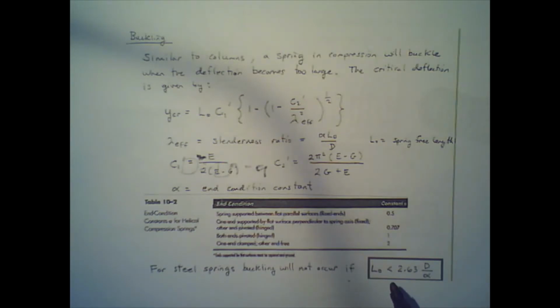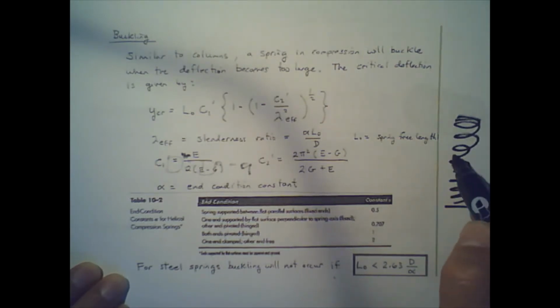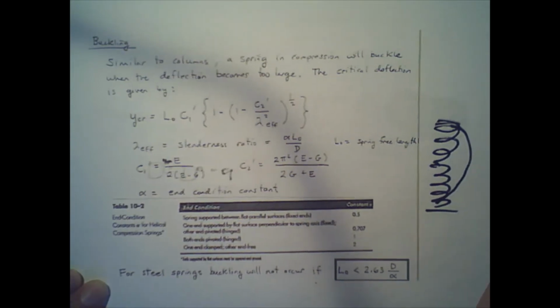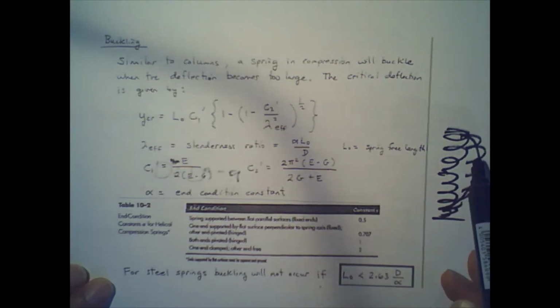Spring buckling will occur if the spring length is greater than its critical value, which is 2.63 times D over alpha. If the free length of the spring is lower than that, then the spring will not buckle, which sort of makes sense. The longer the spring, the more chance that it will buckle, and you don't want that to happen in your application. To ensure that the spring will not buckle, its length would have to be lower than this value.